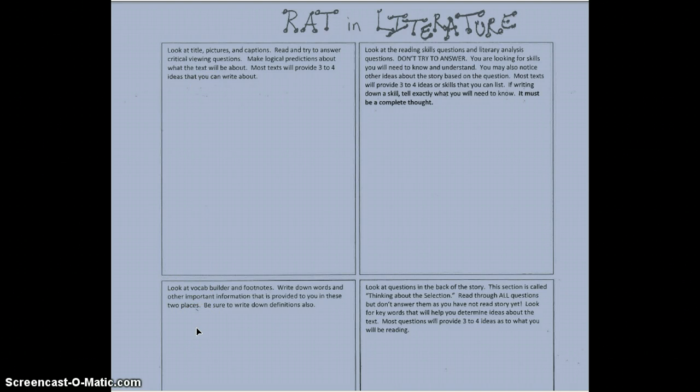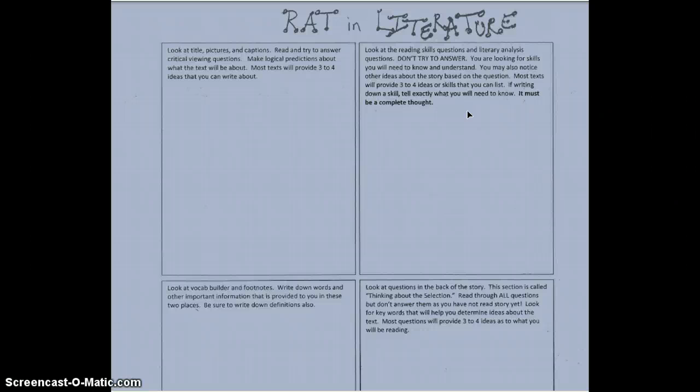And then down in this box, it's for vocab builder and footnotes. In the traditional text, the vocabulary is underlined, and off to the side of the text, there will be the definition. And then footnotes, you will see a little number somewhere throughout the text, and at the bottom, there'll be another number, the same number, and it'll explain what the footnote is about. You need to write down the vocabulary and any important information that the footnote gives you in this box right here.